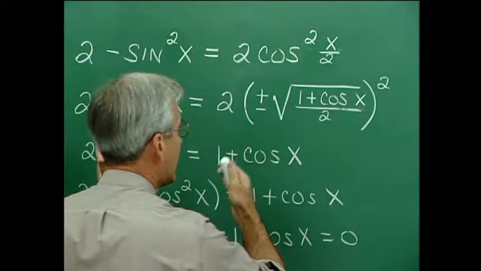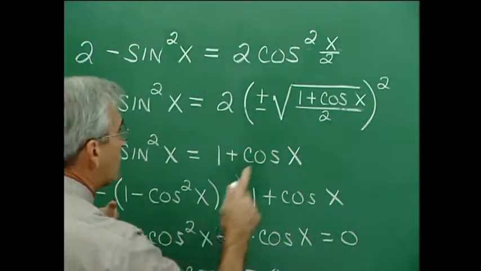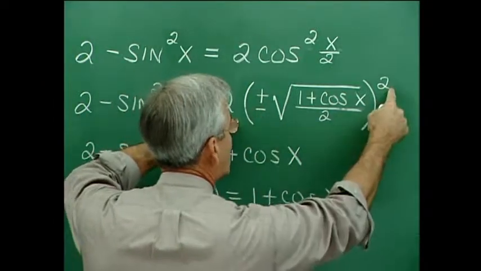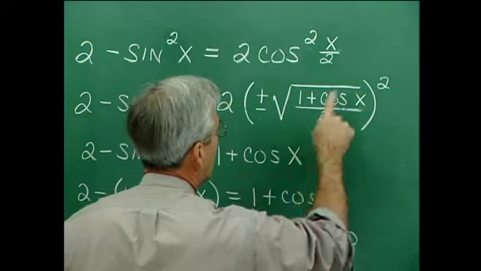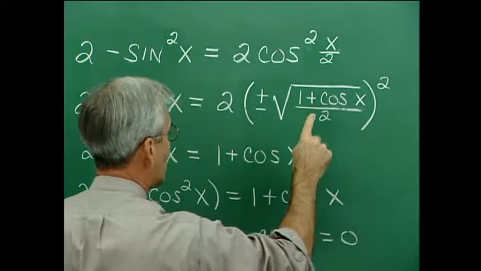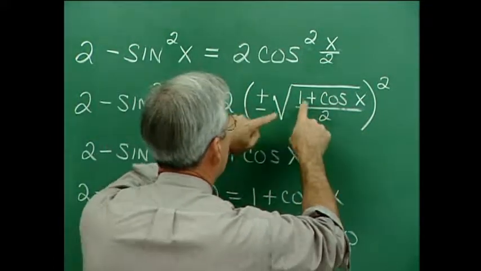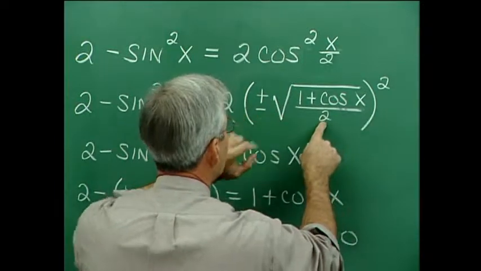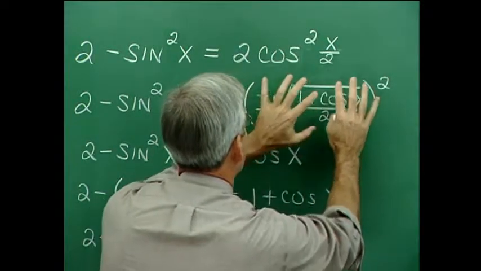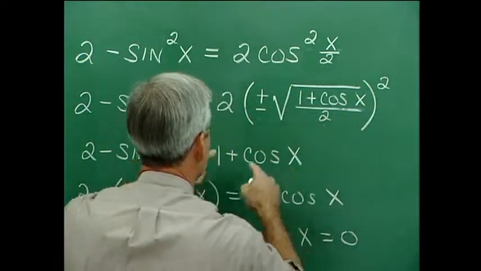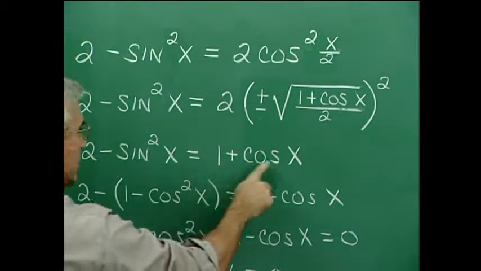And then I'll take it one more step before we even look at the other side. Plus or minus, when we square, we get plus. And when we square, the radical disappears. And so we have simply 1 plus cosine x over 2 as this factor, and when we multiply times 2, the 2's go out. So we have 1 plus cosine x.